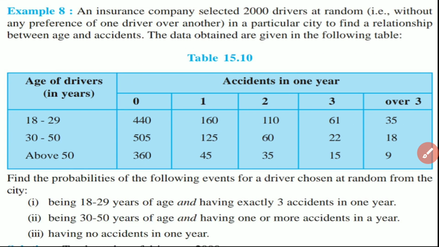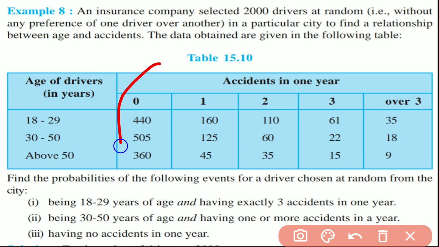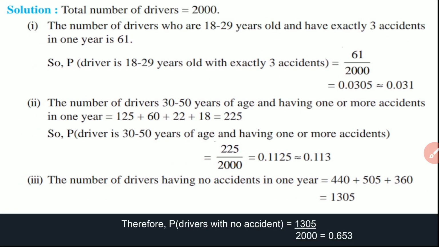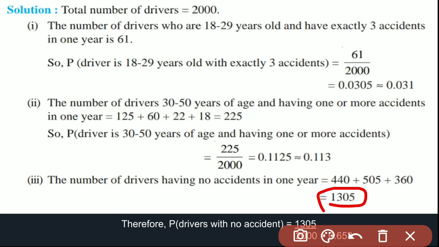Over condition number 3, having no accident in a year. Age limit is not given, but no accident means zero accidents, included for all ages of persons, whether the age limit is 18 to 29, 30 to 50, or above 50. Then we have to total all these: 440, 505 and 360. When we sum up, we receive 1305. 440 plus 505 plus 360 is 1305. Yes, here it is given as 1305.